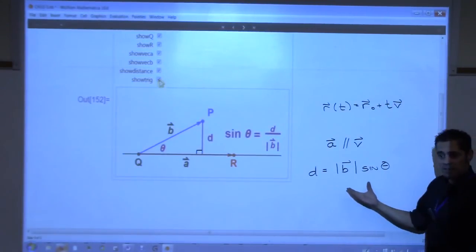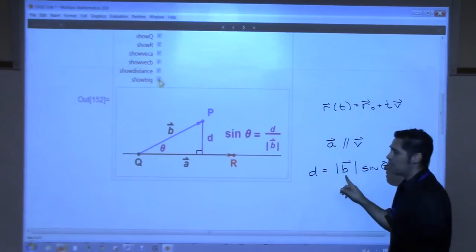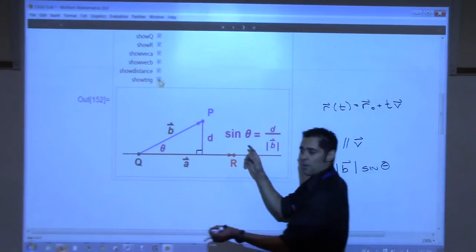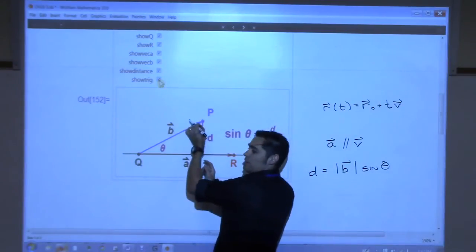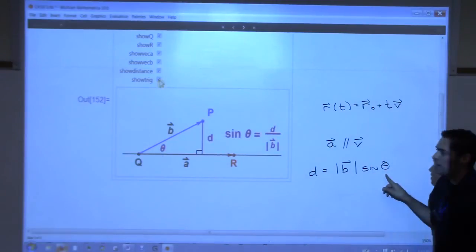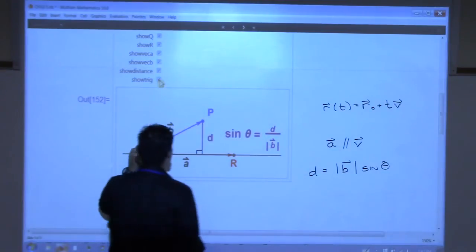That looks like a very clean, easy formula, right? If I want to know the distance, all I need to know is the length of B, which is some arbitrary vector that we came up with, right? We picked a point, we drew a vector. Does that seem like we could do that pretty easily? But then, times sine of the angle between A and B, right?